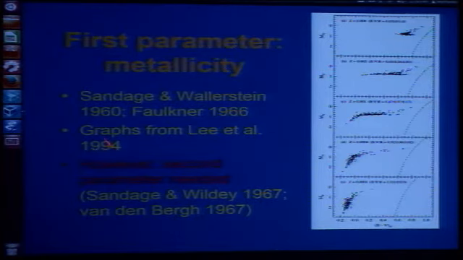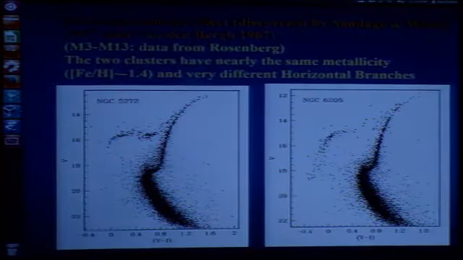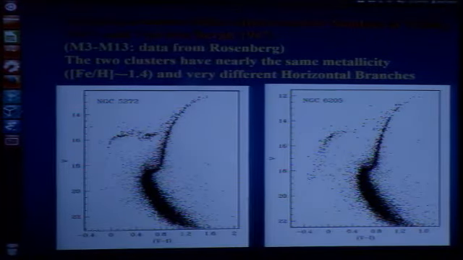This was work still by Sandage, Wilde, and Vandenberg. And this is the classical example of a second parameter effect. The M3, M13 couple: they have the same metallicity, but very different horizontal branches. Here it is very extended, but going to the red, and here it is entirely in the blue part.